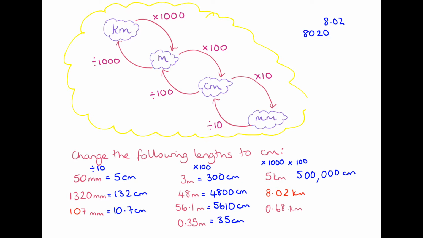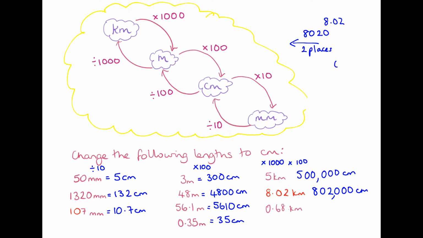And then we need to move another 2 places to the left. So effectively what that's going to do is add 2 more zeros. So it's going to be 8020 and 2 more zeros. So we can put our comma there and say that that's centimetres.